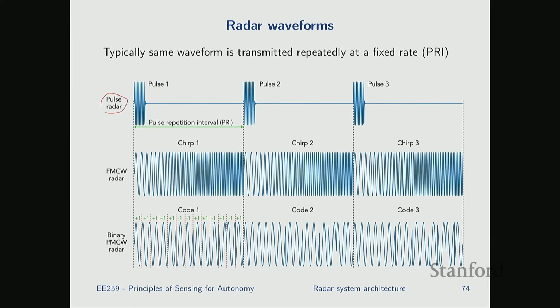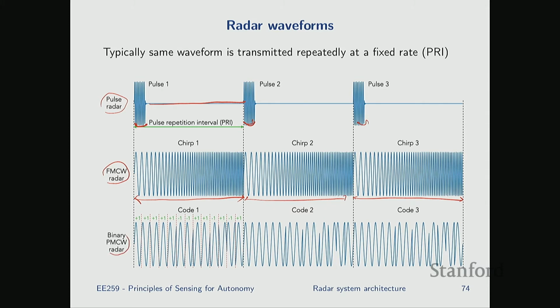Pulse radar, again, sends these short pulses at some pulse repetition rate, and for the most part, it's not transmitting anything. Then you have your FMCW radar, which sends these frequency chirps, right? It ramps the frequency linearly, and then it repeats, sends another one and another one continuously.